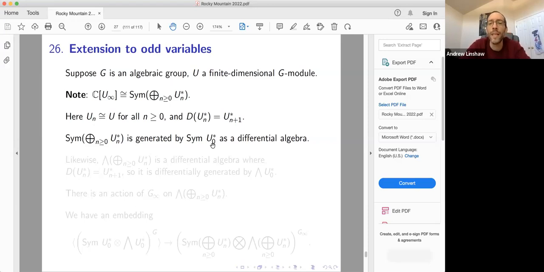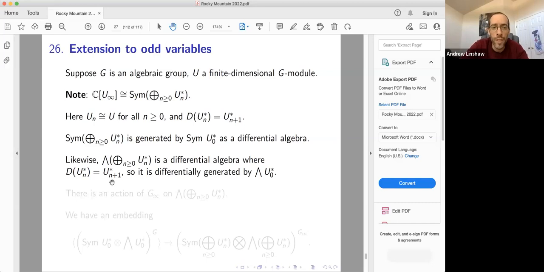So the reason I'm writing it this way is that I can take the exterior analog of this. I can take the exterior algebra on a sum of a bunch of copies of U star, where the differential does the same thing. It raises the n index to the next one, n+1 index. And this is differentially generated by this exterior algebra. So here D is an even differential on this supercommutative ring. And there's an action of G infinity on this big exterior algebra given on generators by exactly the same formula that it's given on the symmetric algebra.